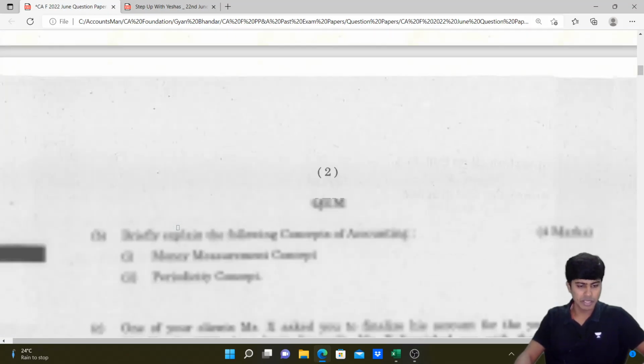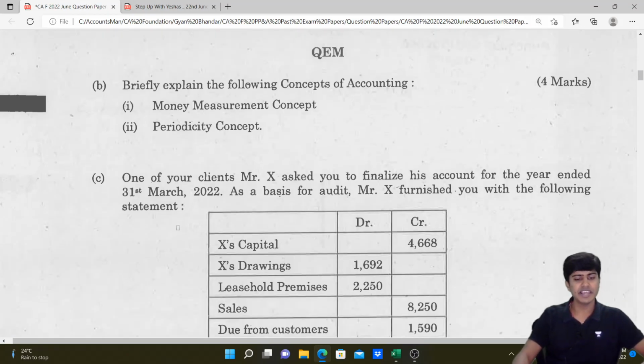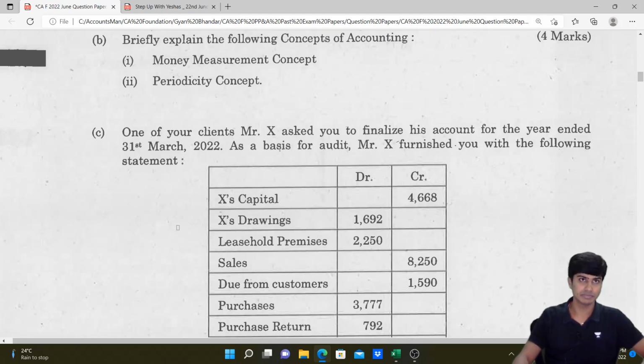Ready? 1b. What do we have in 1b? Briefly explain the following concepts of accounting. So this is our favorite part. First one, money measurement concept. Do you know money measurement concept?